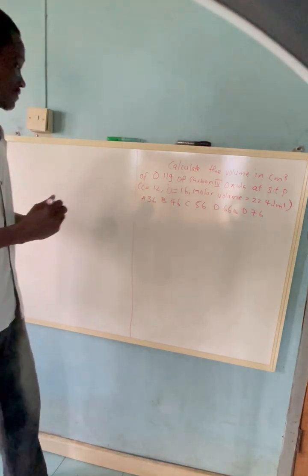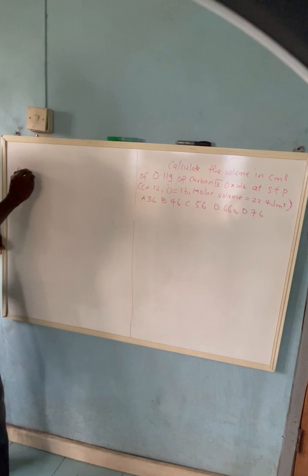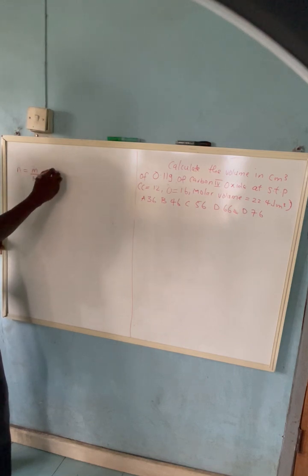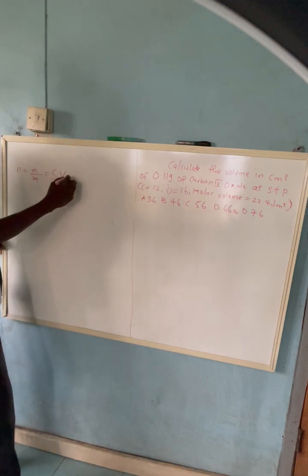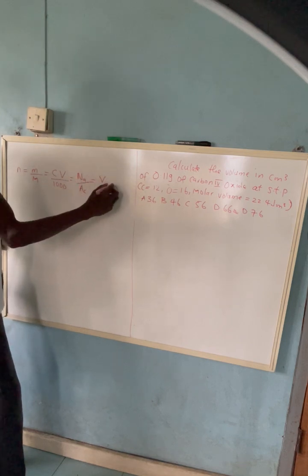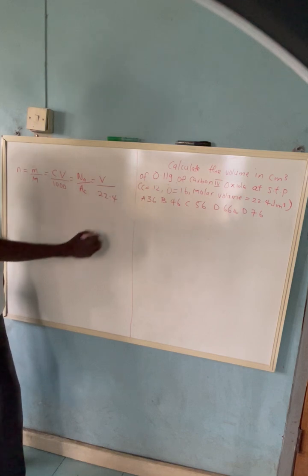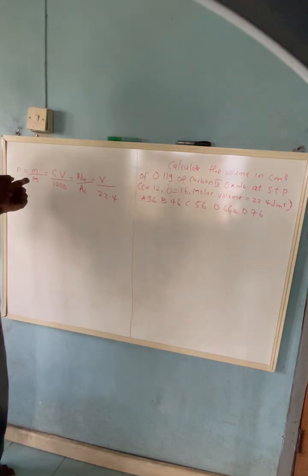So here it is. We have to understand that number of moles is equal to reactive mass over molar mass. It is also equal to concentration times volume, where the volume is in cm cube, we can divide by 1000. Then it can also be equal to number of particles over Avogadro constant. It can also be equal to reactive volume over 22.4. So these are some formulas that you can use to solve questions on stoichiometry.